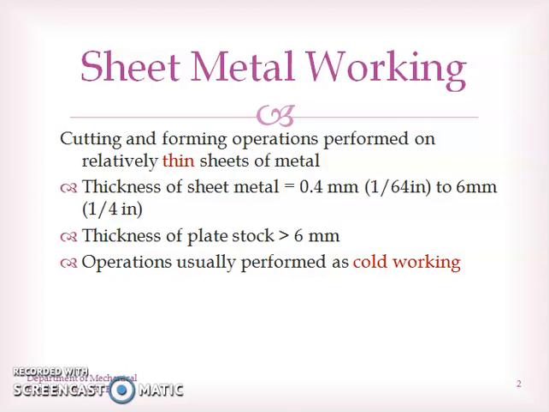So normally we call a plate of metal as sheet metal if its thickness is between 0.4 millimeter to 6 millimeter. The cutting and forming operations performed on this thin sheet metals is known as sheet metal working. Usually, the operations performed in sheet metal are cold working because the force required for deforming or cutting sheet metal is very less. So we can easily do cold working operations.